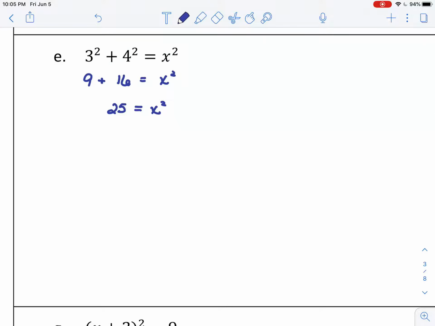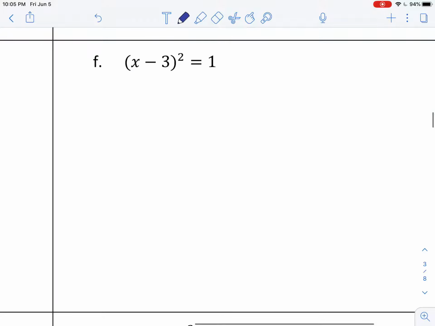I have the squared term on its own, so I'm going to solve by square roots. Almost every time you do that, you have two solutions, and 25 is a perfect square. It's just a regular old 5. So plus or minus 5 is our two solutions here.